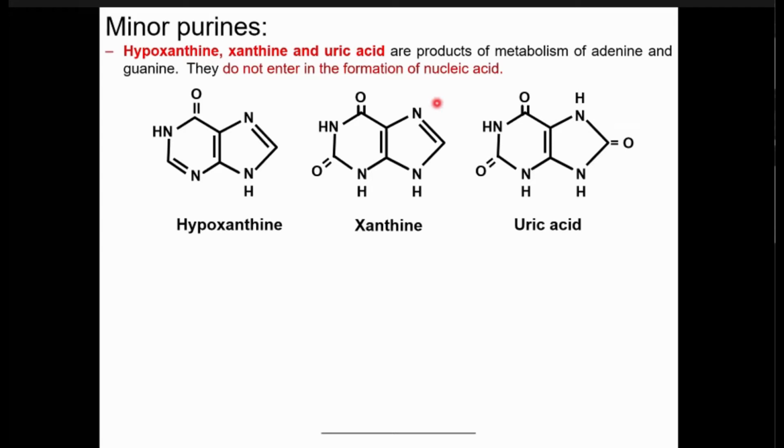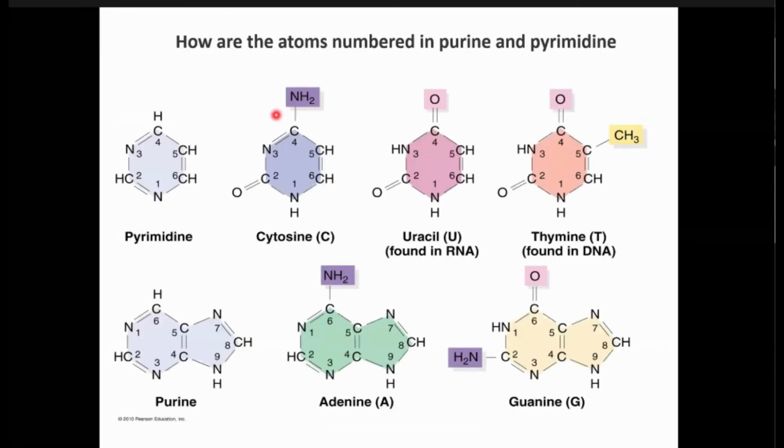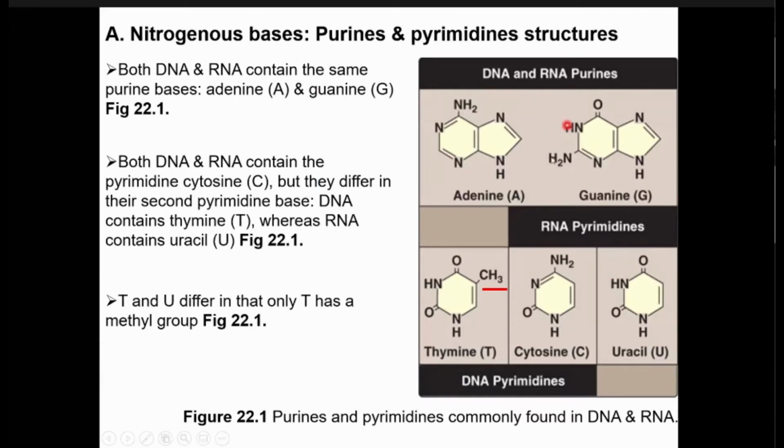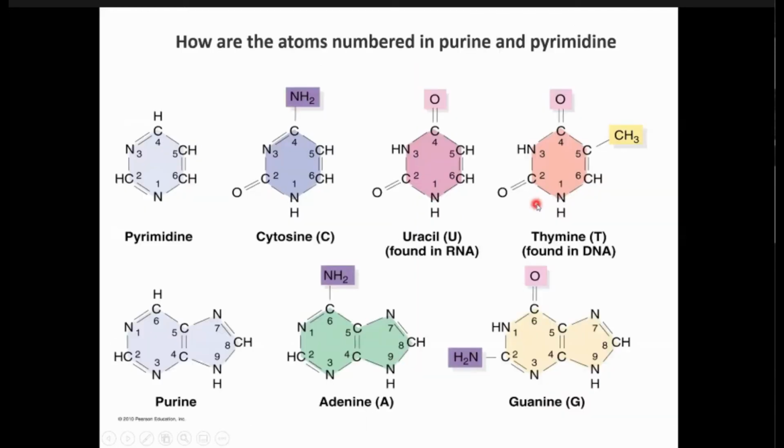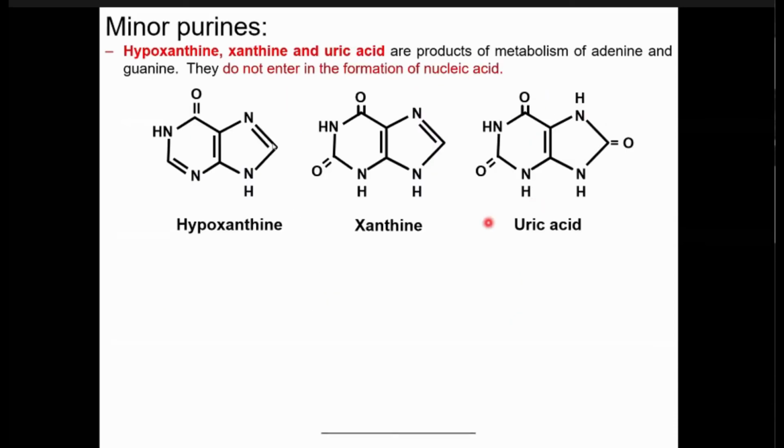As we mentioned here, we said there are purines, pyrimidines, and we have minor purines. Why do we call them minor? These are not involved in the formation or synthesis of DNA and RNA. That's why they call them minor, but they are important in other aspects that we will see later on. So you have purines and pyrimidines, which are adenine, guanine, thymine, cytosine, and uracil. These are the major nitrogenous bases. You have minor purines, which are hypoxanthine, xanthine, and uric acid.